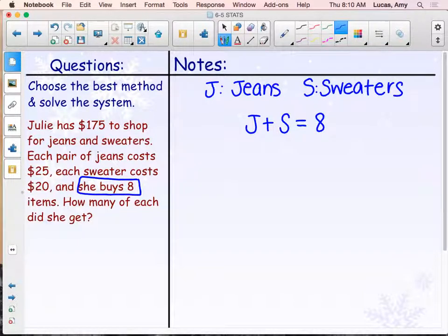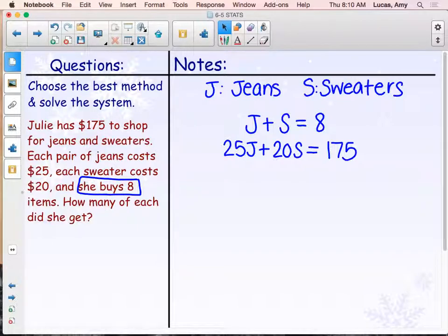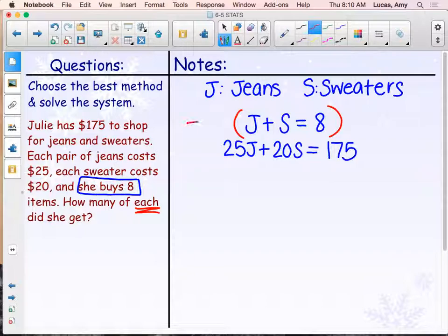Then on my second equation, I put all of the money in here. So jeans are $25 each, sweaters are $20 each, and she has $175 to spend. Okay. Now, I'm going to use elimination on this system because my equations are lined up. And it says how many of each, so I need to find both of mine. So I'm going to multiply by -20 because that will cancel out my sweaters.